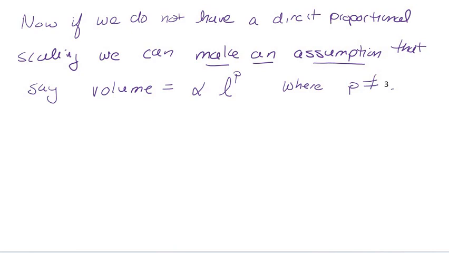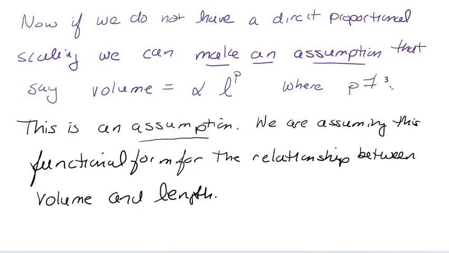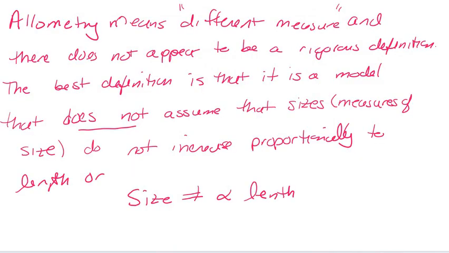Now, if we don't have that, we can make an assumption. Say volume's not going to be alpha times L to the cube power. We're making an assumption that that's not the case. That means that we're still assuming there's some kind of power relationship, that this is the functional form between volume and length. That's an assumption, and I do think that we should say that in the discussion, that we're assuming this functional form, and I'll hit that one more time.